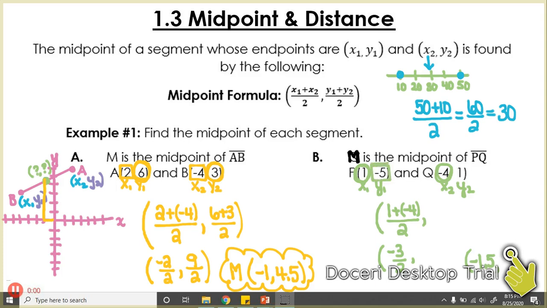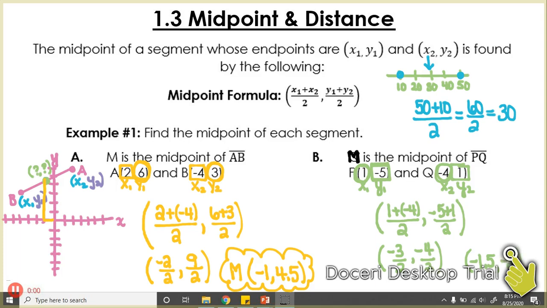Then I do the same thing with my y values. I'm going to take -5 plus 1, and then I'm going to divide it by 2. Well, -5 plus 1 is -4, and then we're going to cut it in half. Well, half of -4 is -2.